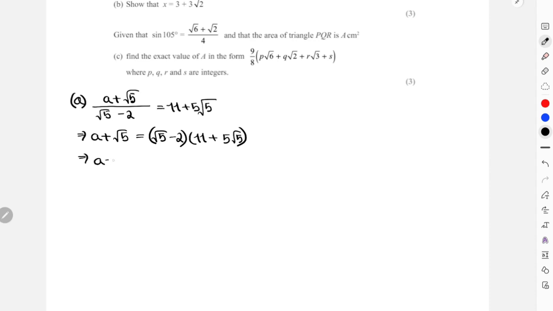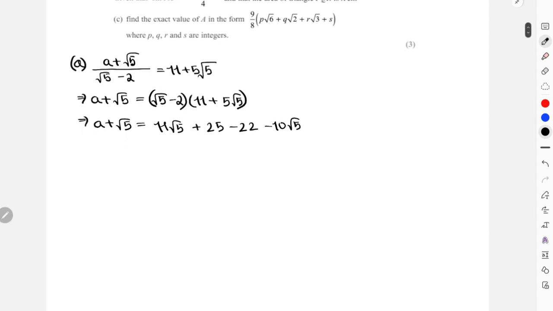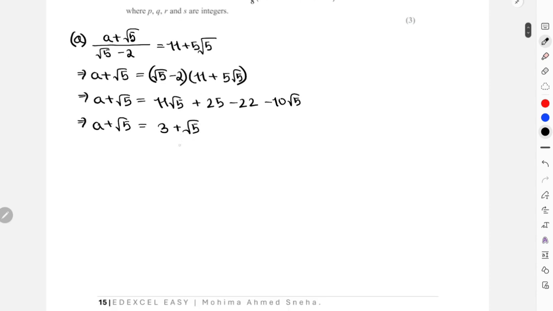So again simplify it, a plus root 5, and now you have 11 root 5. 5 into root 5, this turns out to be 25, because root 5 is just 5, then again further multiplication of 5 gives you 25, and minus 22, then minus 10 root 5. Now eventually what happens, a plus root 5, 10 root 5 and 11 root 5, this one turns out to be 1 root 5, and 25 minus 22, this is 3 minus root 5. We can clearly understand, so 3 plus root 5.